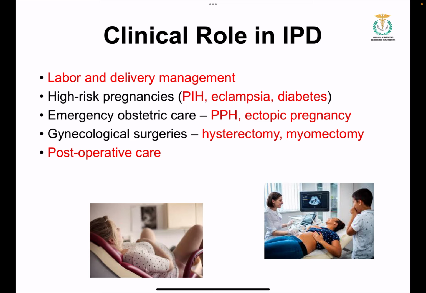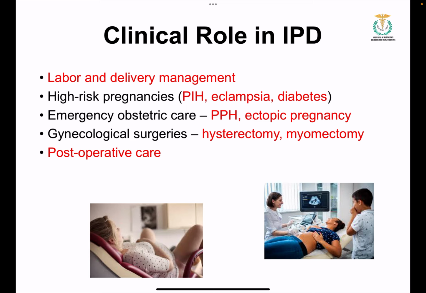Next is high risk pregnancy. Managing preeclampsia, eclampsia, gestational diabetes, placenta previa, multiple pregnancies, etc., can be done at the IPD level. Next come obstetric emergencies, emergency obstetric care like postpartum hemorrhage, which is one of the most important leading causes of maternal mortality. Ruptured ectopic pregnancy requires immediate surgical intervention. Septic abortion requires antibiotics and evacuation. These come under emergency obstetric care.